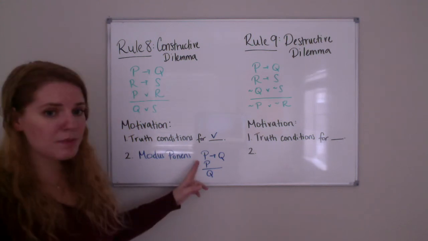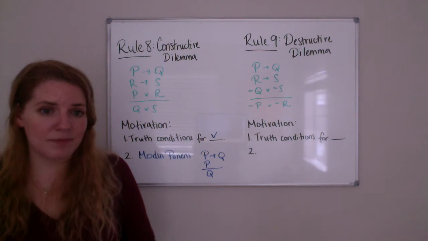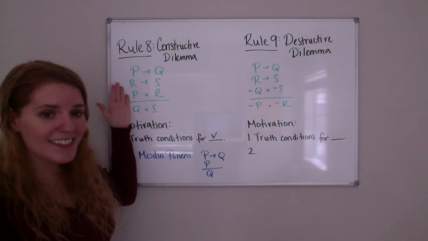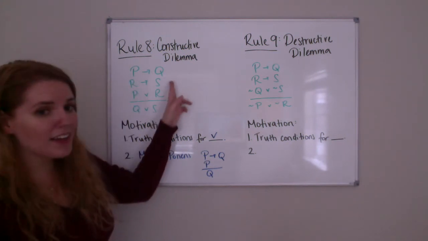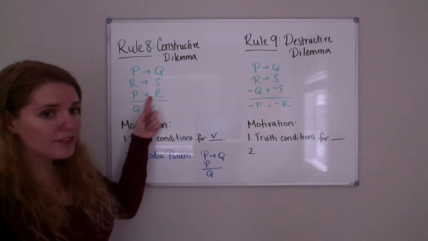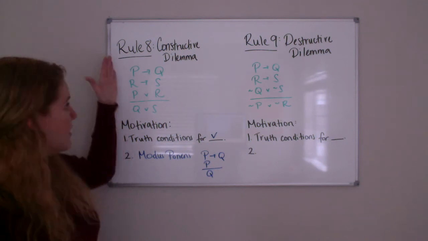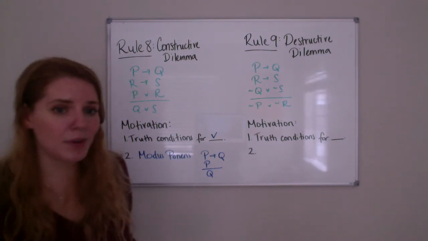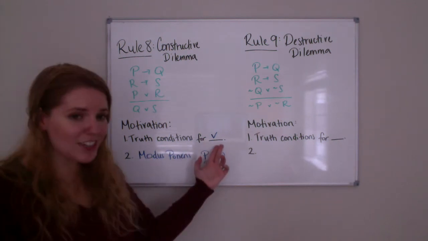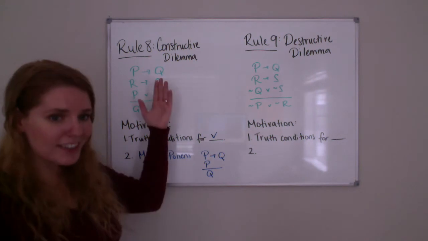And we know from modus ponens that if the antecedent of a conditional claim is true, then its consequent must also be true. So if at least one of these antecedents is true, then at least one of the consequents must also be true. So if P or R is true, then Q or S must also be true, given these conditional claims and what we know from modus ponens. That's how the truth conditions for a disjunction and modus ponens motivate this rule called constructive dilemma.